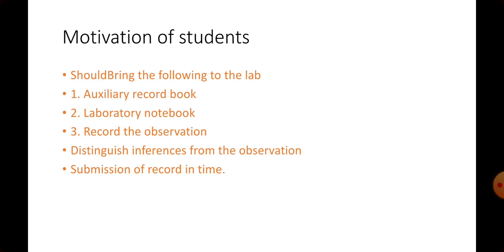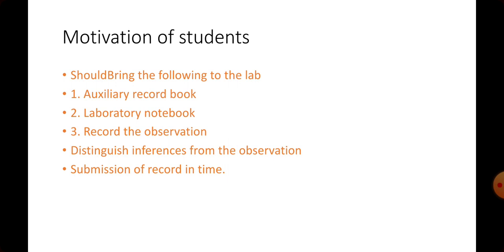The first one is the auxiliary record book. They should come with the auxiliary record book, which is useful to record the observations, the preliminaries of the objective and materials required, all the things which can help the students to do the experimental work. The second one is the laboratory notebook. That means the way they are doing the work, all these things should be noted. Then the record of observation: the observations they get should be recorded in another book, which is called the record of observation.